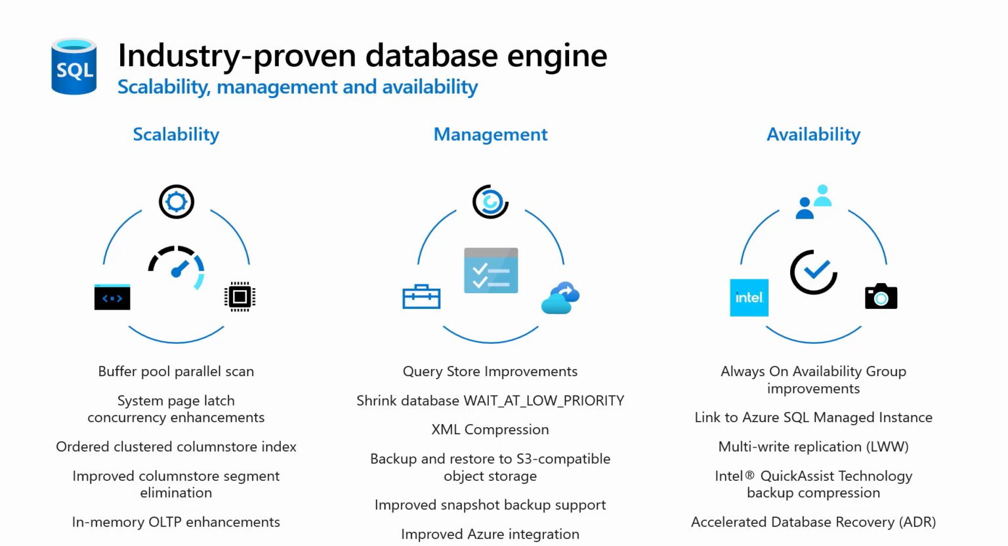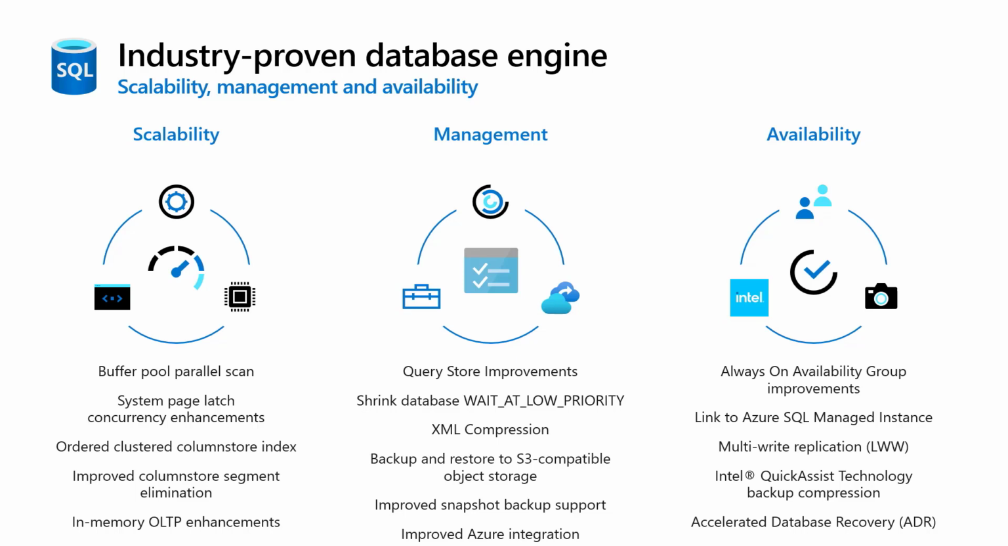On top of the performance capabilities with intelligent query processing, there are a number of scalability improvements driving SQL Server to take advantage of the largest systems with the most demanding workloads, with improvements with buffer pool parallel scan, system page latch concurrency enhancements, ordered clustered column store index improvements, improvements with column store segment elimination, and in-memory OLTP improvements. Other improvements include the ability to shrink databases with low priority, XML compression, and more.